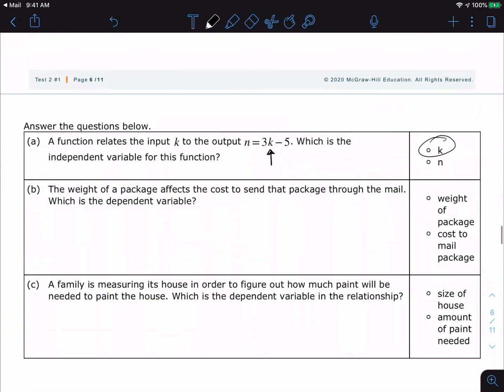Okay, then going back here, it says the weight of a package affects the cost to send the package through the mail, which is the dependent variable. So which one depends on which? And look, it says right here, the weight affects the cost. So the cost depends on the weight. So the dependent variable is the cost. Because if it weighs less, it costs less. If it weighs more, it costs more. So it's how the weight is that affects everything else.